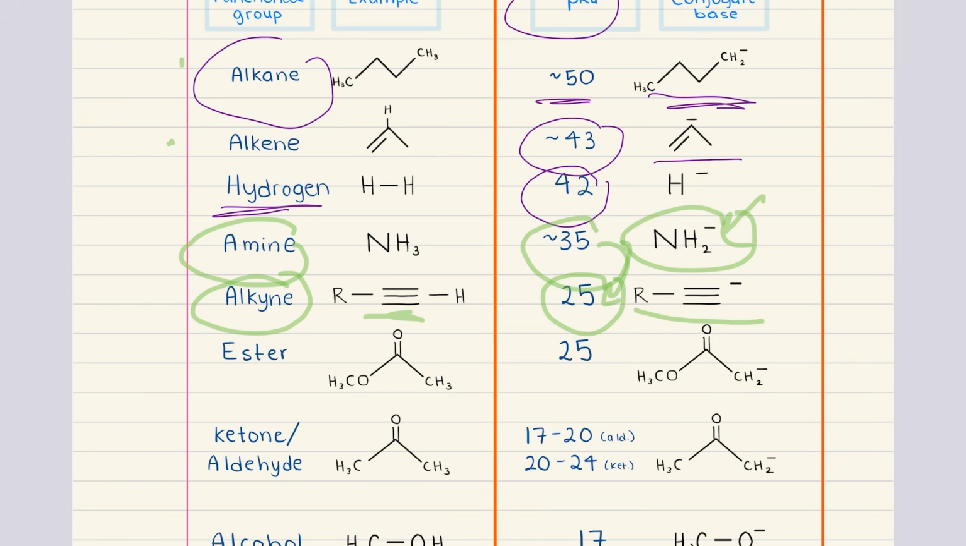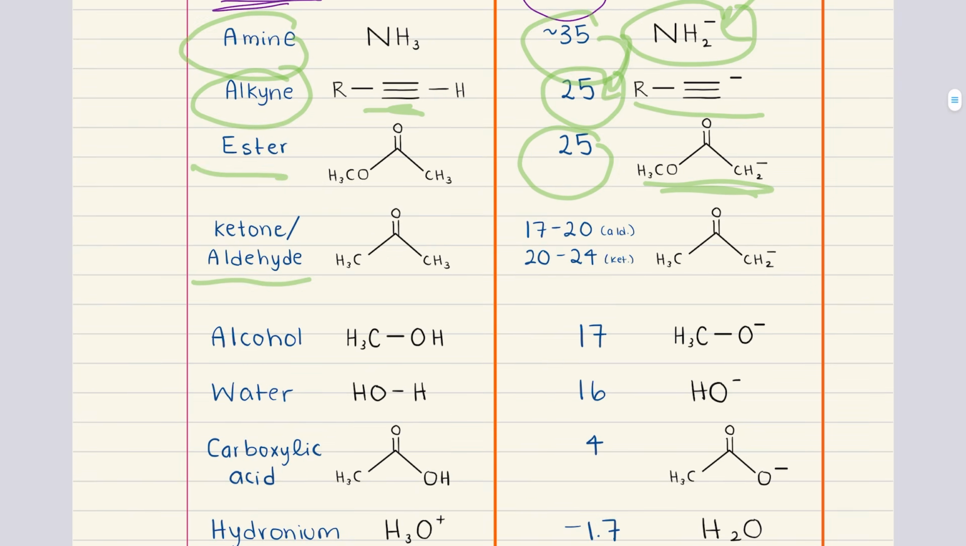We then enter the range of functional groups with more moderate acidity. Esters also have a pKa of around 25, meaning they exhibit similar acidity to alkynes. Their conjugate bases are resonance stabilized, but still reactive. Next up, we have ketones and aldehydes. They exhibit slightly greater acidity, with aldehydes having pKa values ranging from 17 to 20, and ketones ranging from 20 to 24. The increased acidity is due to the resonance stabilization of their conjugate base.